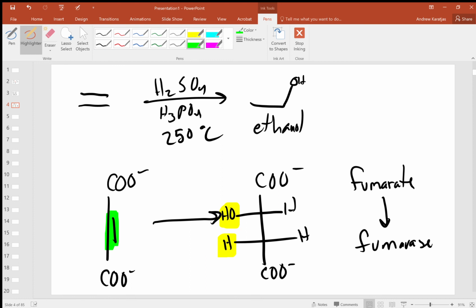So again, to summarize, acid-catalyzed hydration is very useful in some regards, but you're limited to fairly simple molecules. And by simple, we mean molecules that don't have a lot of other functional groups. Because again, this combination of high temperature and strong acid means that there are a lot of other functional groups that can react as well.